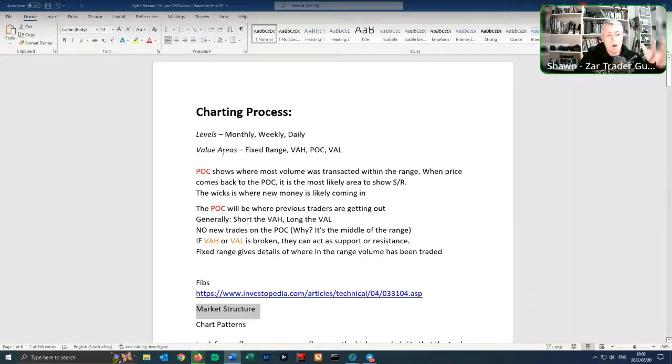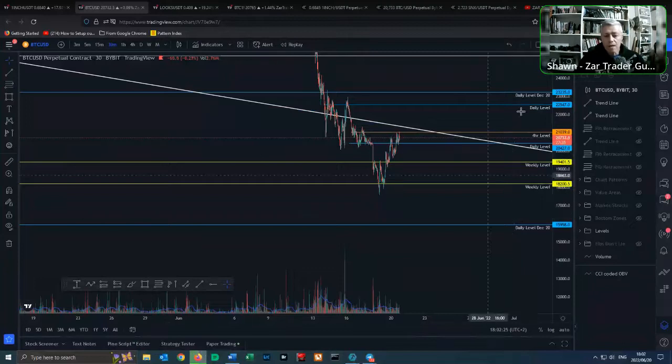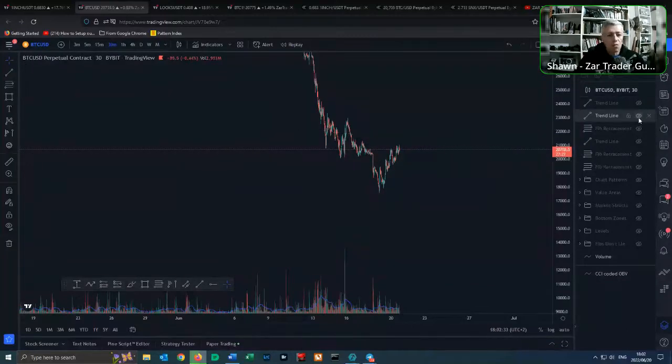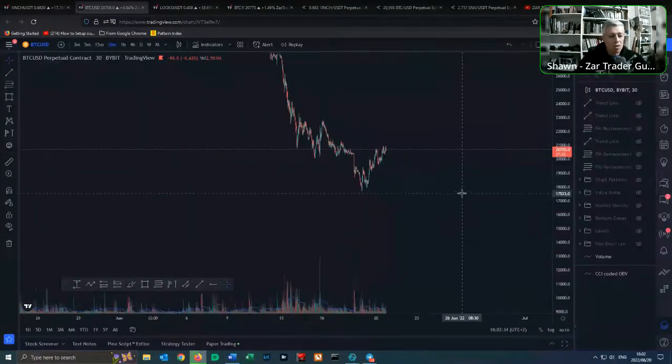But I want to start out this week by just going over value areas and fixed range, because I saw Vanner actually posted a question, I think earlier today or yesterday or over the weekend, about what the significance of the POC is, what the significance of fixed range is, and what the significance of the value area high and value area low is. So basically, if we have a look at a chart, we can't really see where the volume was actually transacted on the chart.